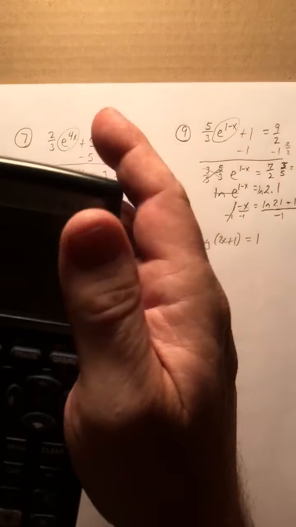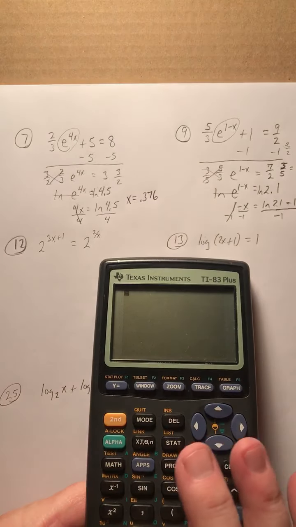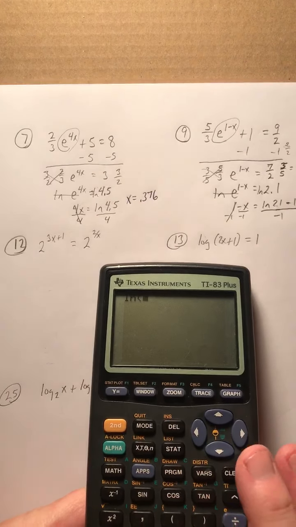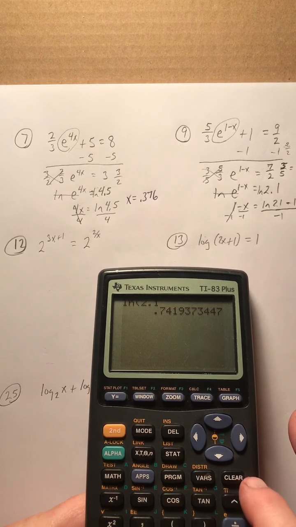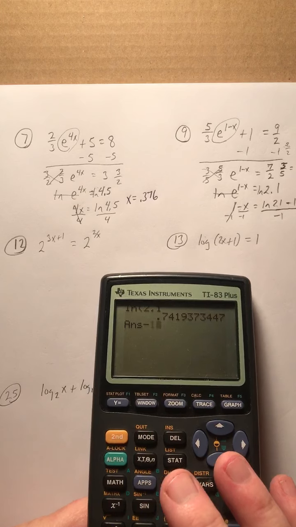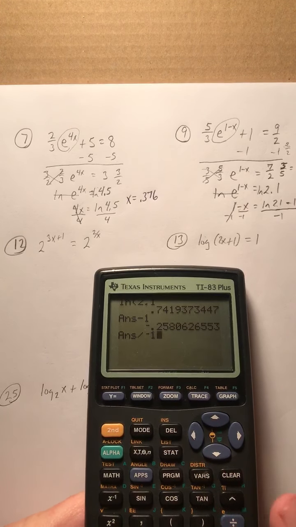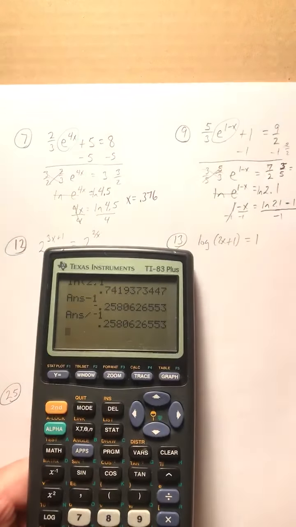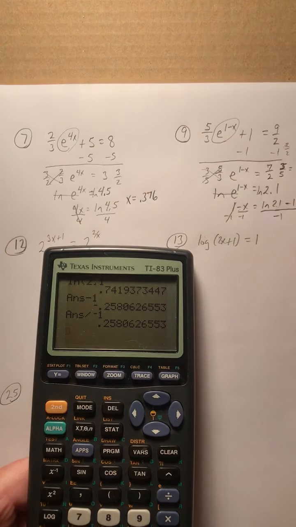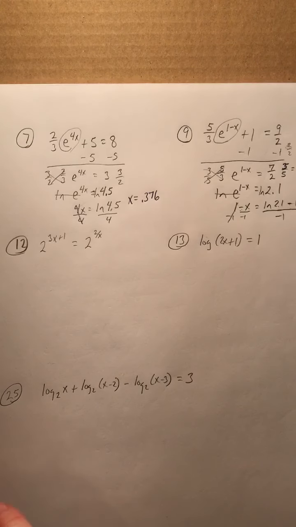So I have my answer: the natural log of 2.1 minus 1. Okay, so I'll clear that out. Let's see, the natural log of 2.1, enter, minus 1, enter, and then divide by negative 1, that's just going to change the sign. So it's going to make it equal to approximately 0.258.